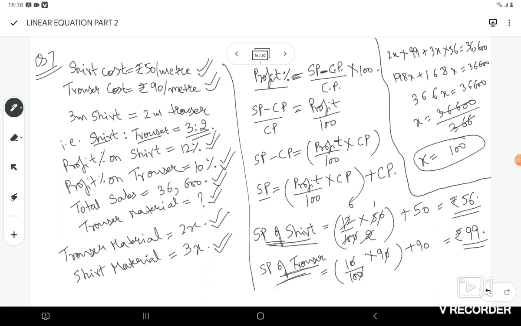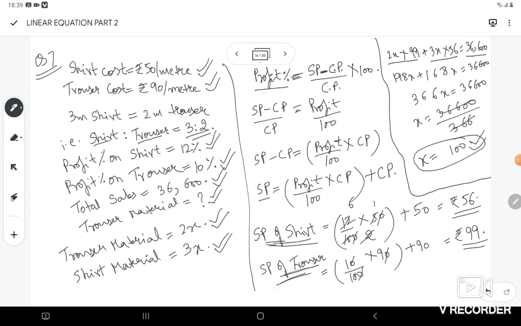Now how we are going to proceed, that is the total trouser material multiplied by the selling price of the trouser plus total shirt material multiplied by the selling price of the shirt would be equal to the total sales he would have made. So which gives us 2x multiplied by 99 plus 3x multiplied by 56 is equal to 36,600. On transpositioning, we get the value of x is equal to 100.